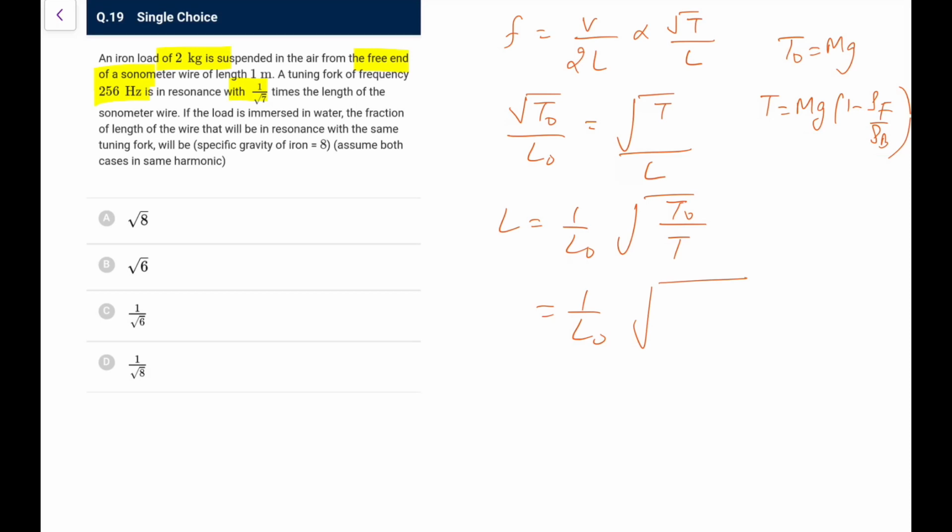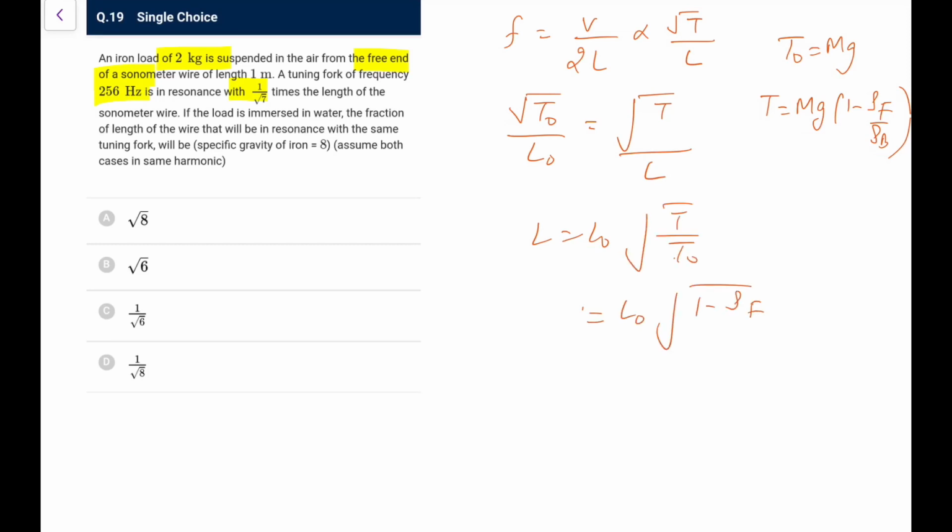Okay, I have written something wrong. Yes, because the proportionality was direct, I have written it wrong. So doing it again, let me have that eraser. So what I have now, L would be L naught root T by T naught. So root T by T naught would be root of 1 minus rho f by rho b. So the initial one was 1 by root 2, and 1 minus rho f by rho b, with specific gravity 1 by 8, is 7 by 8. So root 7 goes, it is 1 by 2 root 2, or 1 by root 8. So go for option D, that is the most appropriate for me.